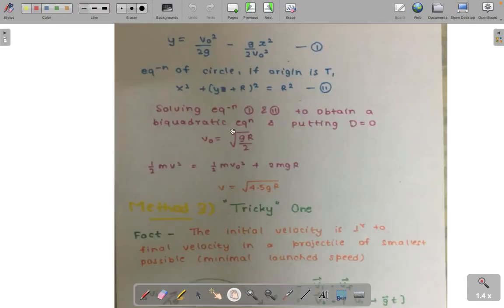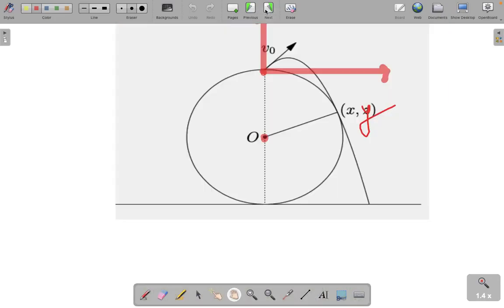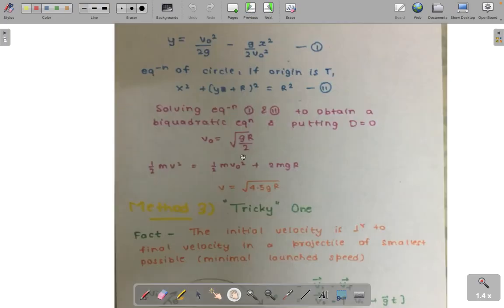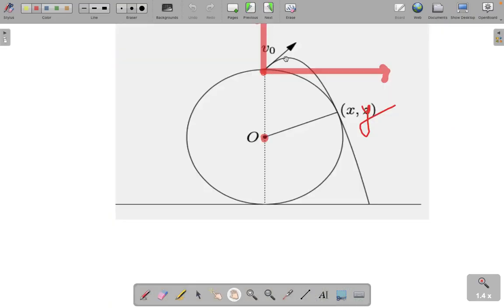So solving this equation, we obtain a biquadratic equation and putting D, that is the discriminant, to be equal to 0, we get V naught is equal to GR by 2. So what is V naught? V naught is the velocity with which it is being fired. So yes, it is the velocity with which it is to be fired.